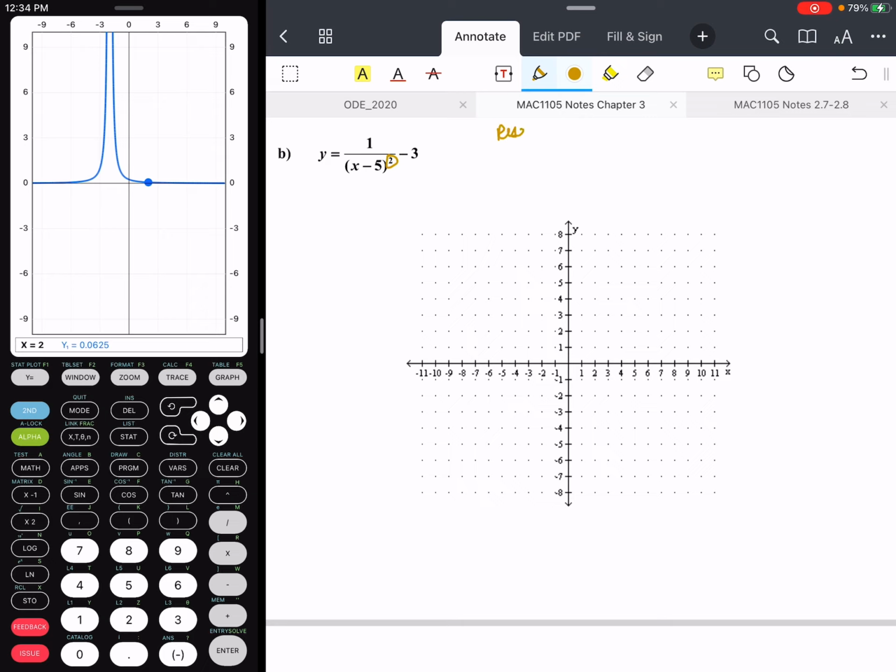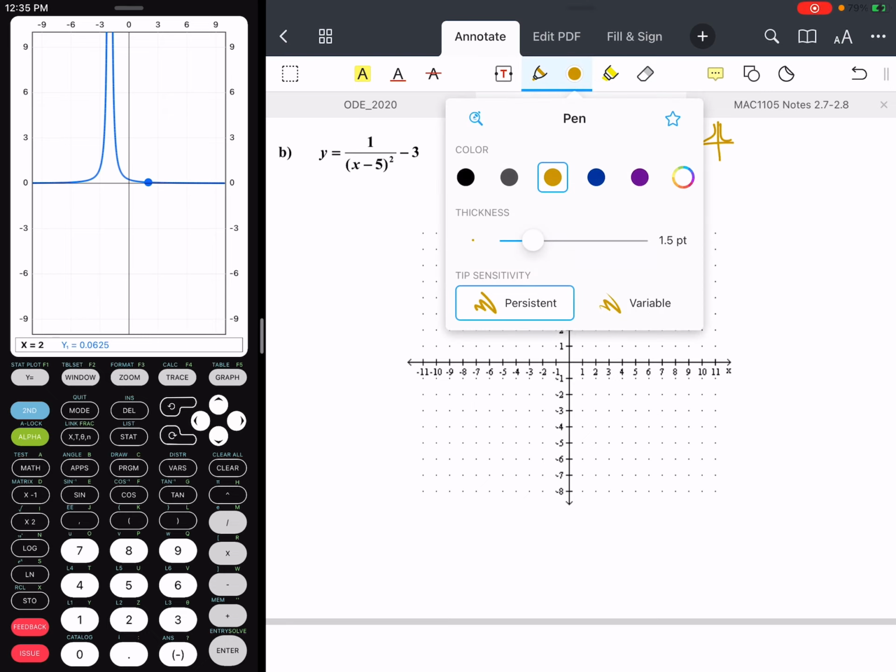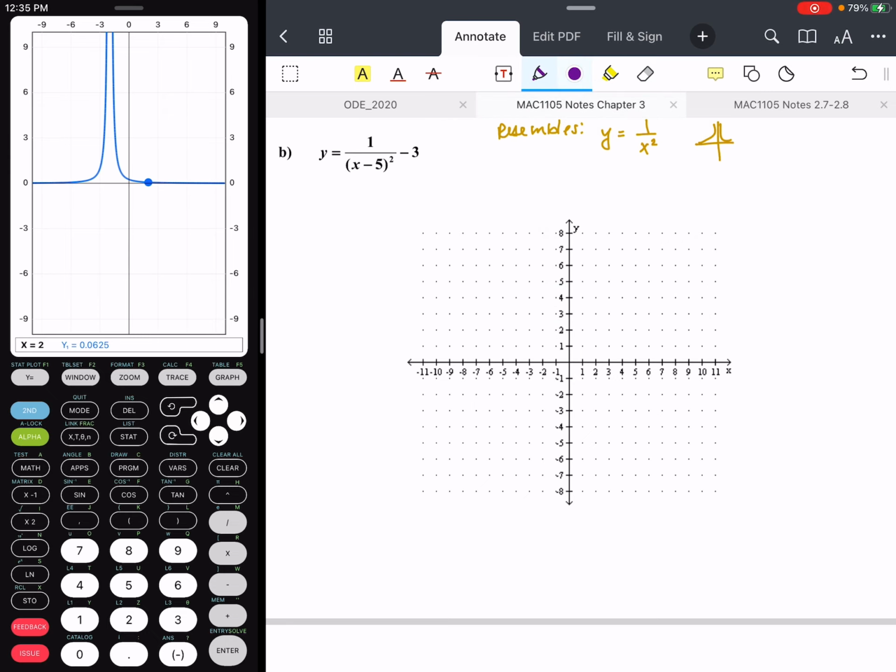All right, for equation in B, y equals 1 over x minus 5 squared minus 3. This one is going to resemble y equals 1 over x squared. So that's my function that looks like that. Quick and dirty sketch there. Okay, so as far as my shifts, x minus 5 will push me to the right 5. The minus 3 will push me down 3.